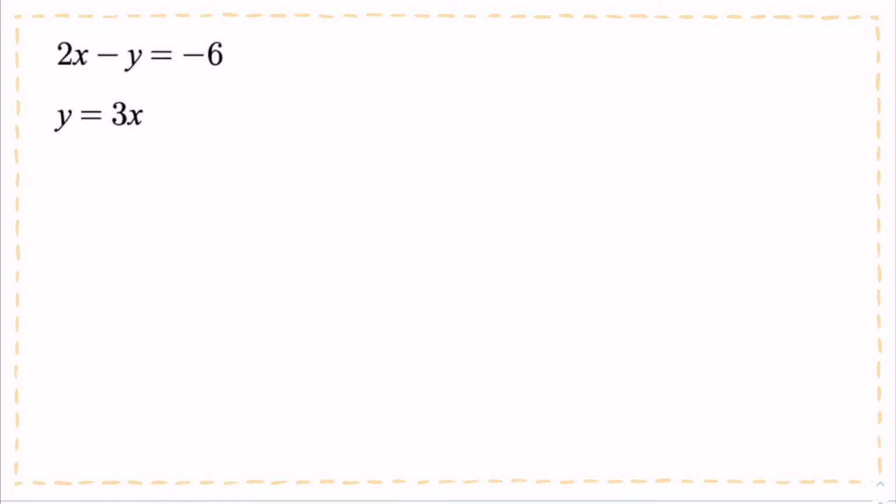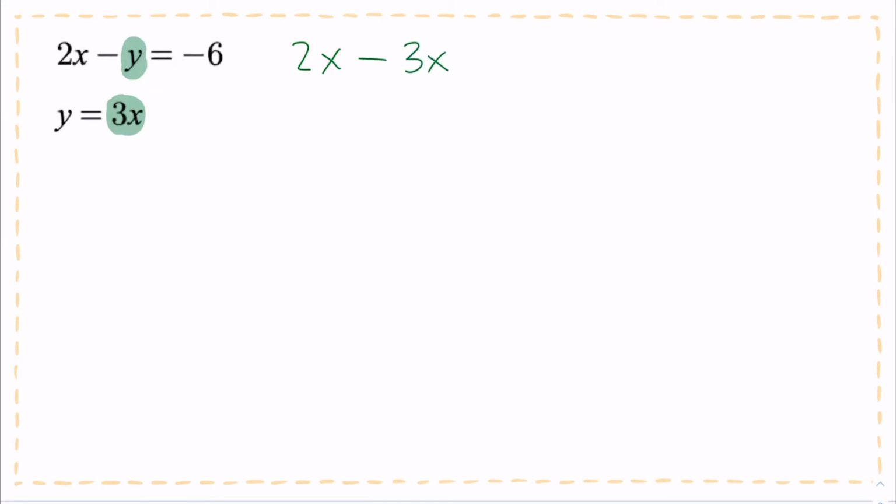Okay, so here we're trying to solve by substitution. We want a variable isolated. We already have it right there in our second equation. So we're going to take 3x and substitute it into the other equation for y. Again, we're using the equations together, meaning if this y is 3x, this y is also 3x. So let's see what that looks like when we substitute it in.